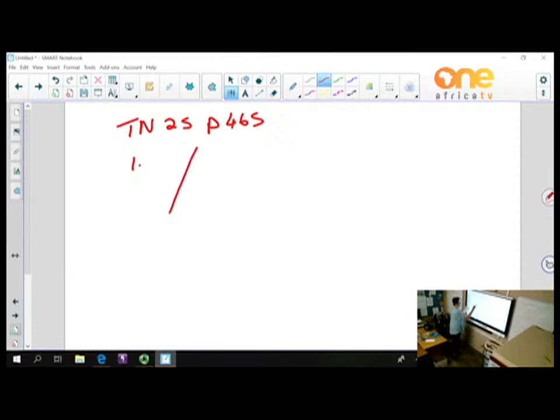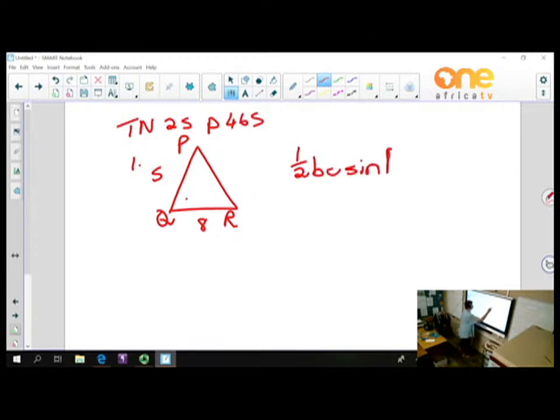In PQR, every time I'm going to draw the picture to find out which side is which one. Otherwise, you're going to struggle here. So PQ is 5, QR is 8. And now they gave us the area is 19 square centimeters, and we have to calculate Q. So it will still be a half of BC sine A. So now it will be a half of 5 times 8 sine A. This is what we want to calculate.